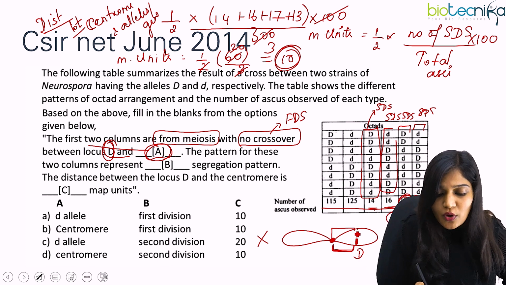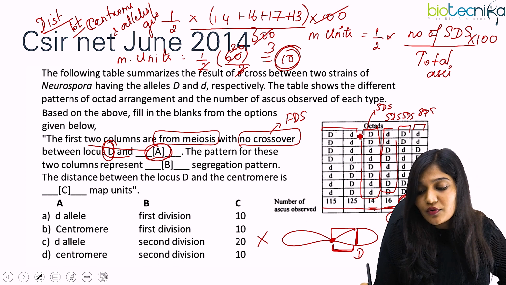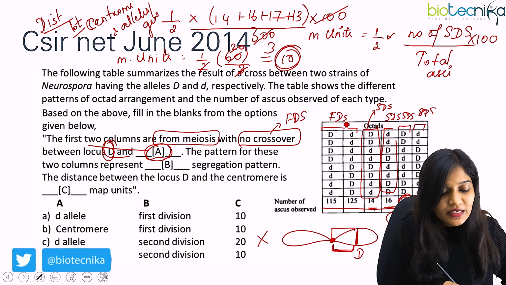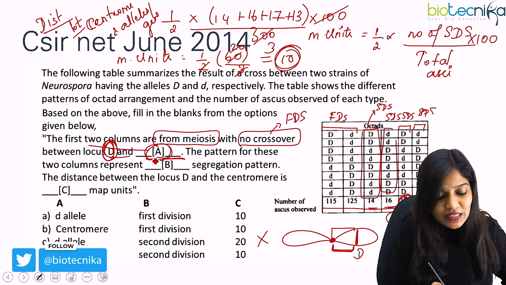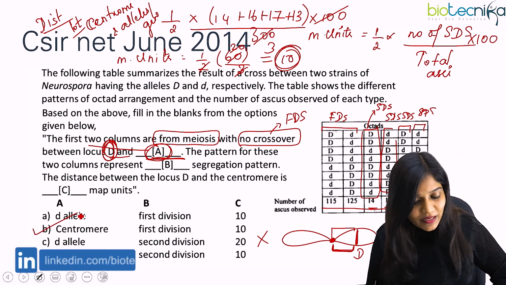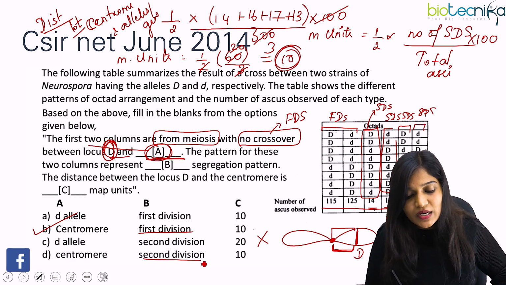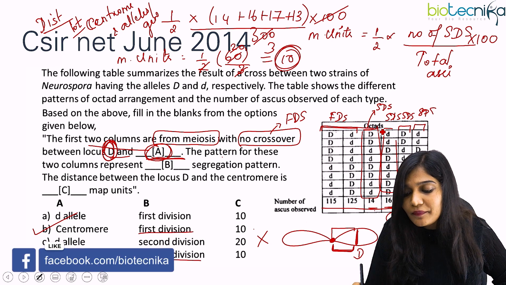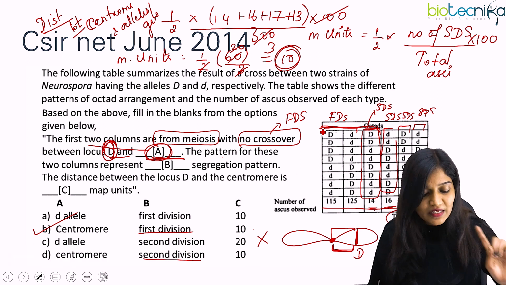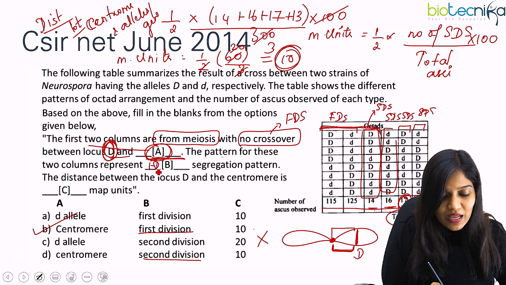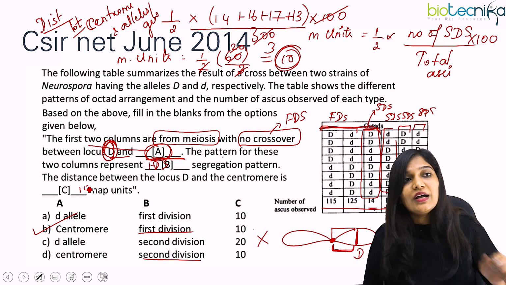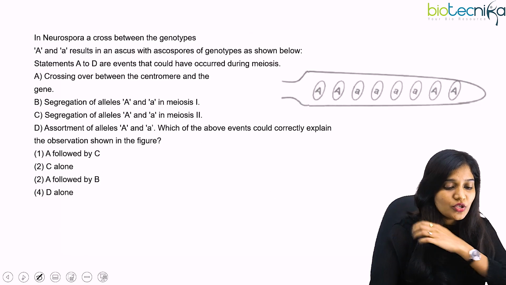So the first two columns are from meiosis with no crossing over, FDS both, and it is between the allele and the centromere, as they have given. So your answer will be this, because 10 is seen here. But let's check whether it is first division or second division. The pattern of the first two columns is definitely FDS, so first division. And the map unit we found out is 10. So the answer is very simple, it's going to be option B.